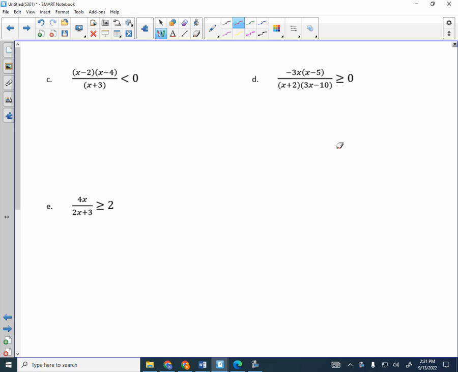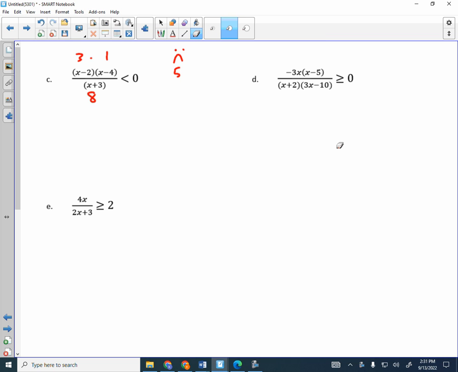Caitlin, give me a number. 5. She chooses 5. Watch what happens if we plug in 5. What is 5 minus 2? 3 times what's 5 minus 4? 1 divided by what's 5 plus 3? 8. So she would get 3 over 8. Is that less than 0? No. So it looks like the number 5 did not work.